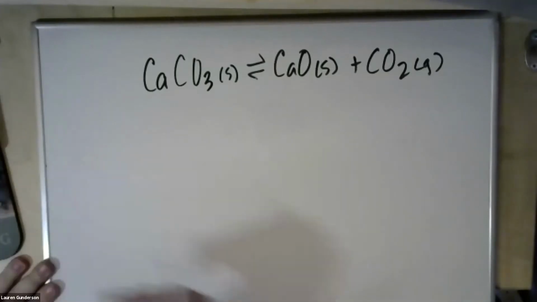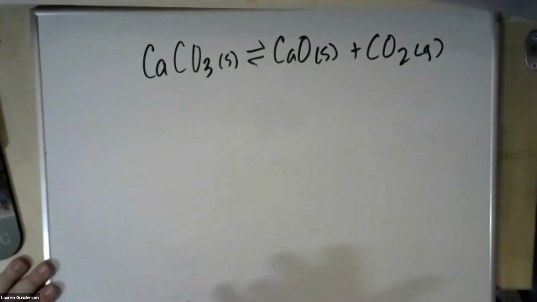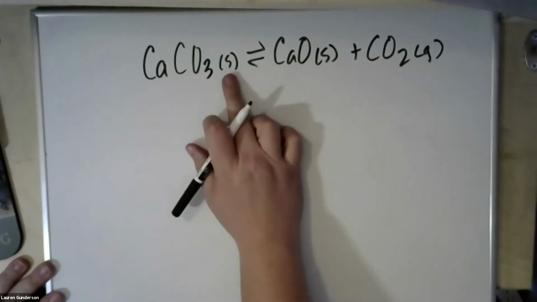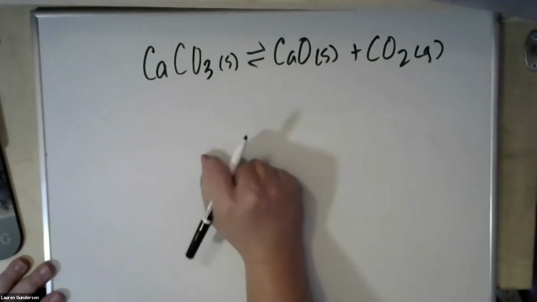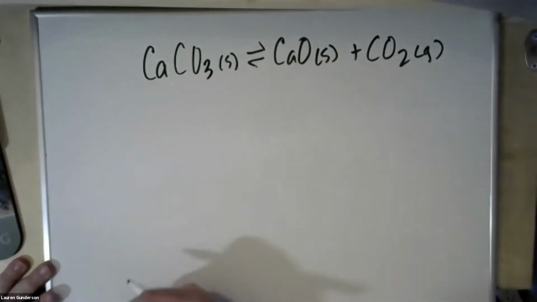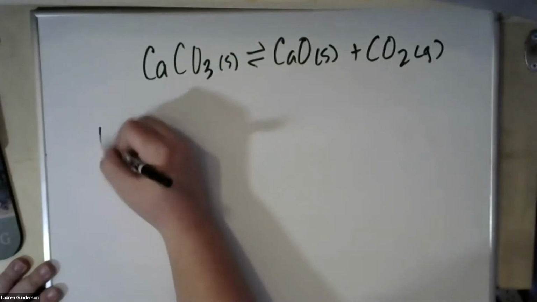Okay. So the rule of thumb when you're dealing with solids or pure liquids, and you'd know it was a pure liquid because instead of an S, there would be an L here: when you're dealing with pure solids or pure liquids, they're replaced in your Kc expression with the number 1.